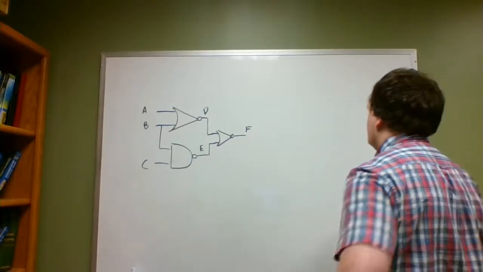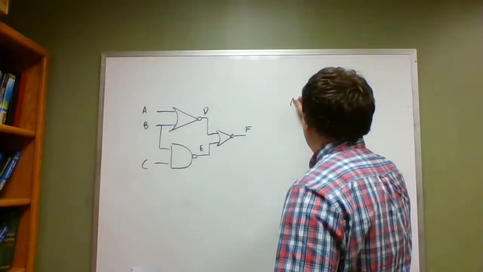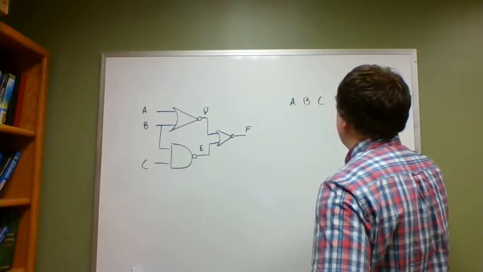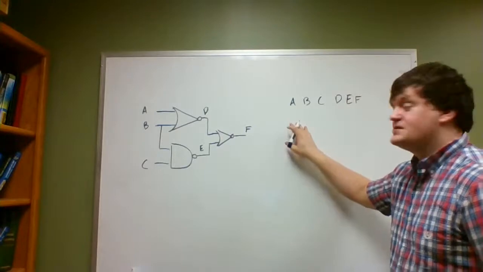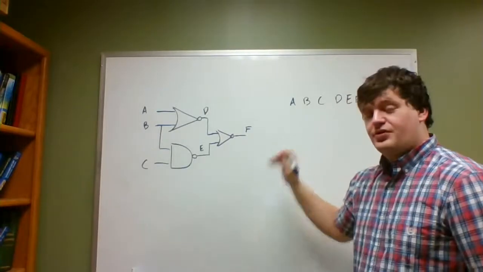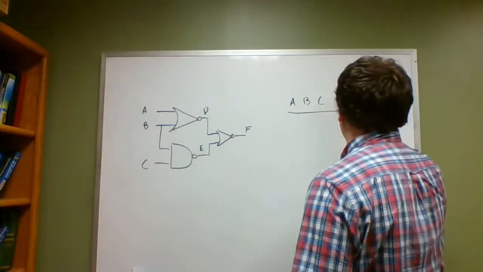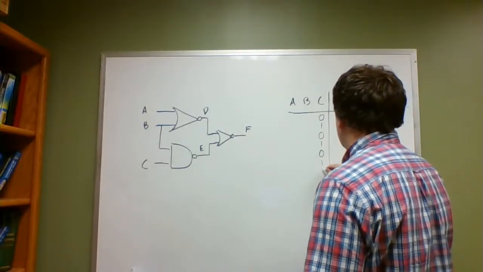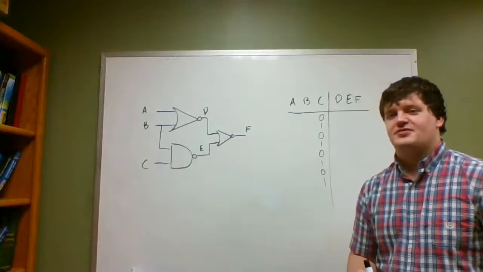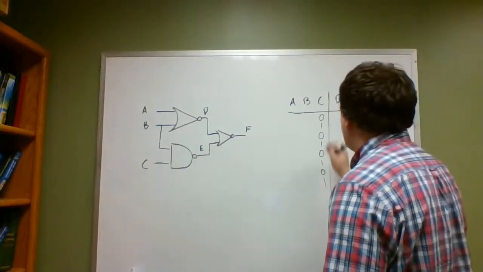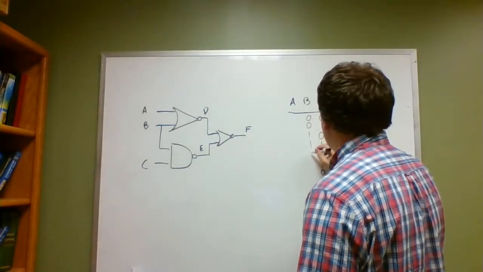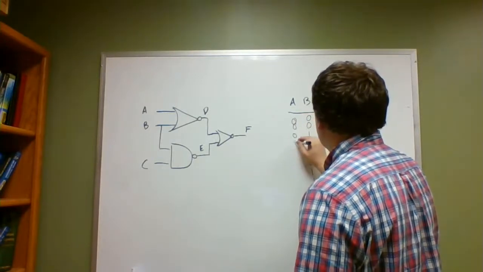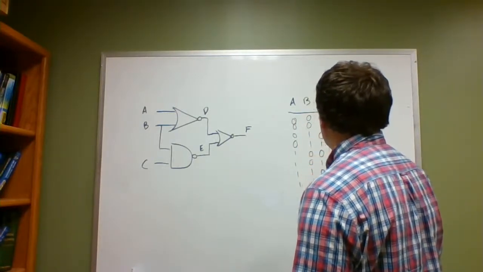Okay, so A, B, C, D, E, F. Here we have 3 inputs, which means we're going to have 2 to the 3rd entries. And our truth table, 0, 1, 0, 1, 0, 1, 0, 1. That's a lot easier to write than 4 entries. 0, 0, 1, 1, 0, 0, 1, 1, 0, 0, 0, 0, 1, 1, 1, 1.